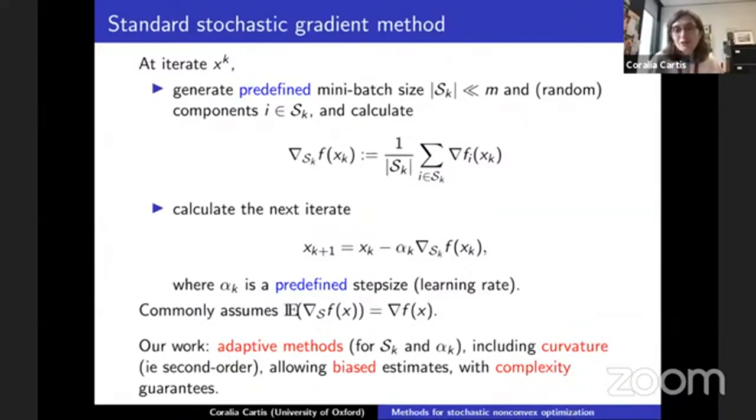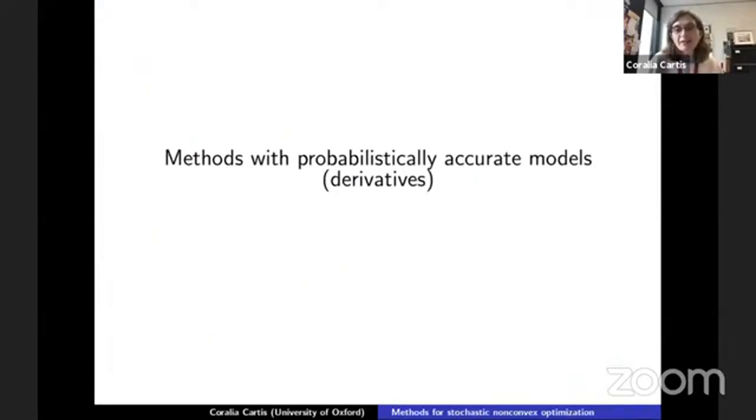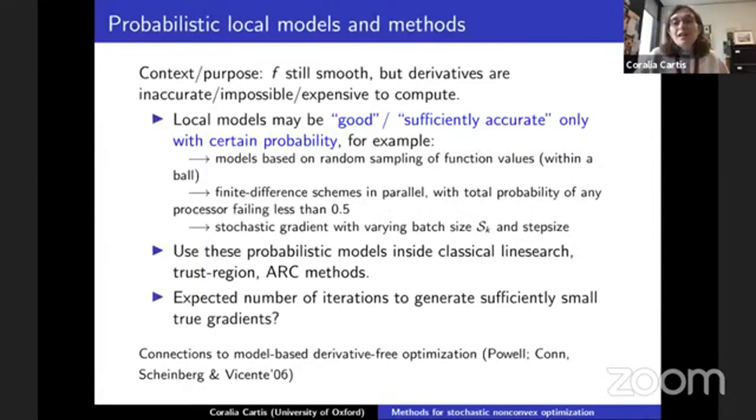Now I will go into what we propose. These are methods with probabilistically accurate models. First, I will assume that I have accurate function evaluations, but inaccurate derivatives. In the classical framework that I started with, I had linear or quadratic local models based on Taylor expansions. Now assume that they are sufficiently good just with a certain probability. Even gradients can be inaccurate, as long as they are sufficiently accurate, but even that property is only true with a certain probability.